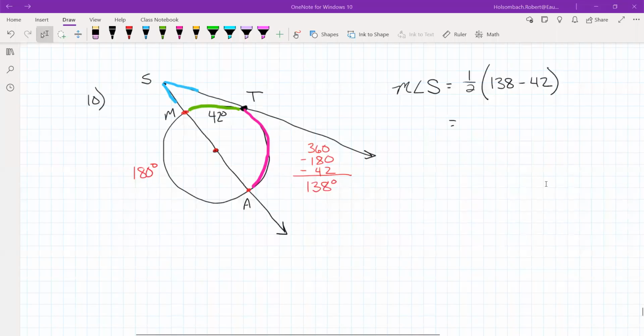All right, so 138 minus 42 is 96. So we need half of 96. And half of 96 is 48. So the measure of angle S is equal to 48 degrees.